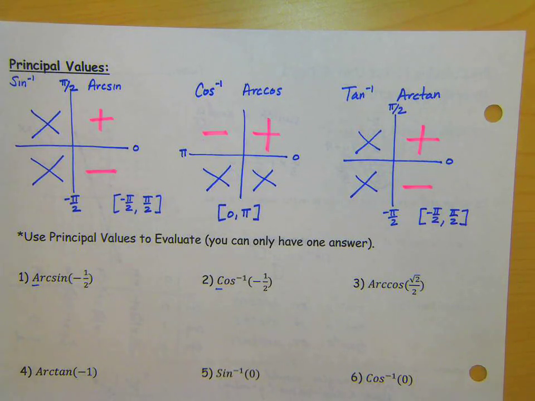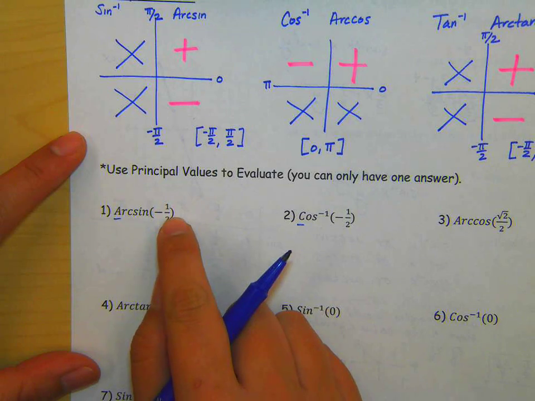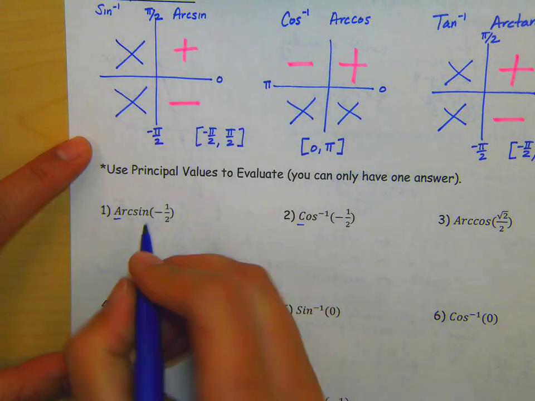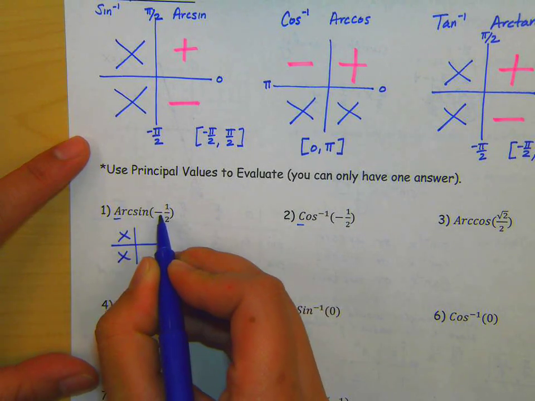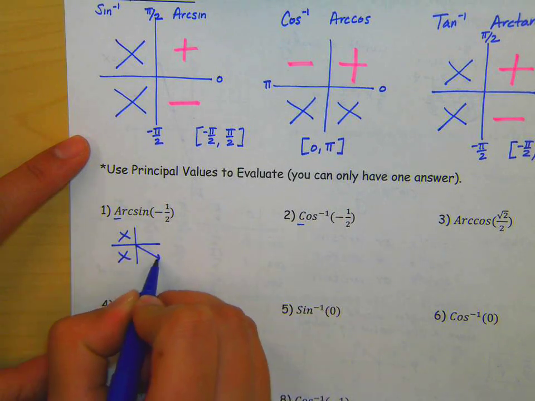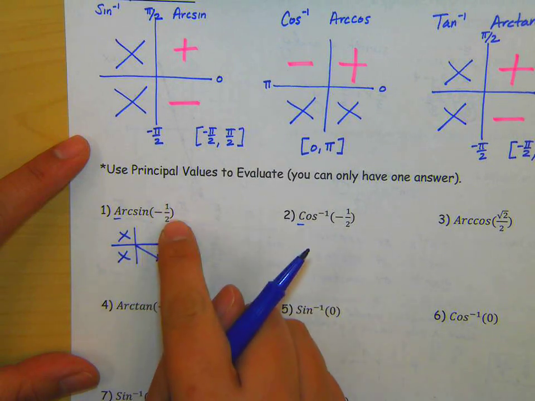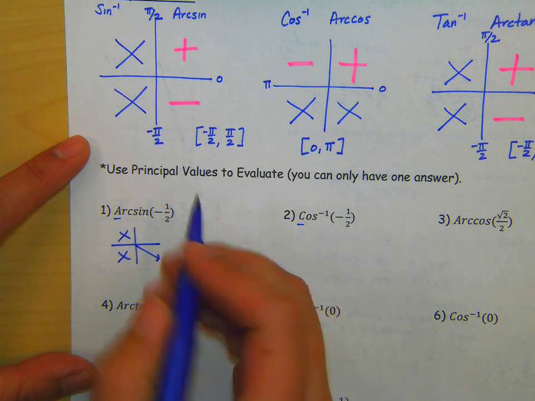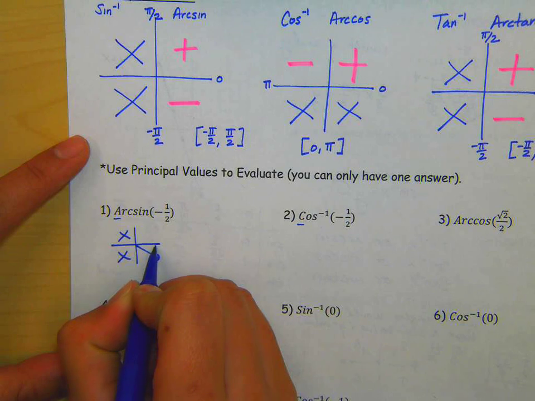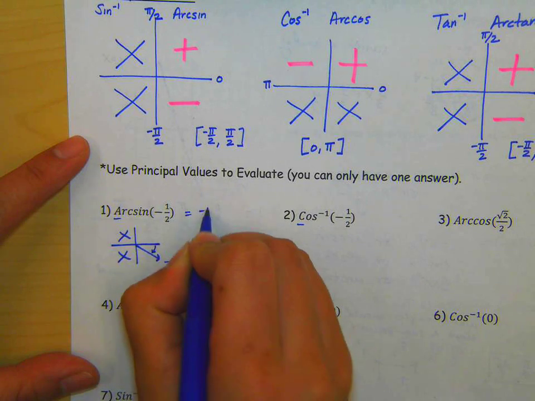Alright, let's start evaluating problems. Here I have arcsine of negative 1/2. I'm going to draw this out. No quadrant 2 or 3. Since it's a negative sine value, it's got to be in quadrant 4. Now I'm looking at my reference angle chart. Sine of what angle would give me 1/2? Well, that's pi over 6. What will give me negative 1/2? It's going to have the same reference angle, and since I have to go in the clockwise fashion, this will be negative pi over 6. So my final answer here is negative pi over 6.